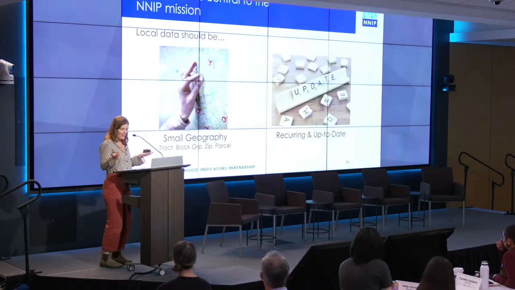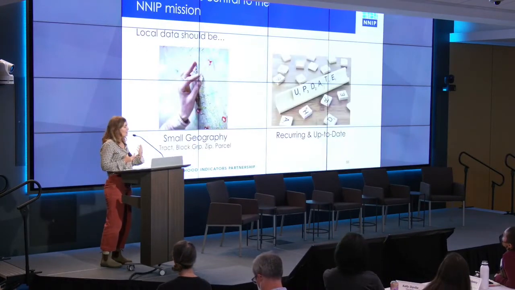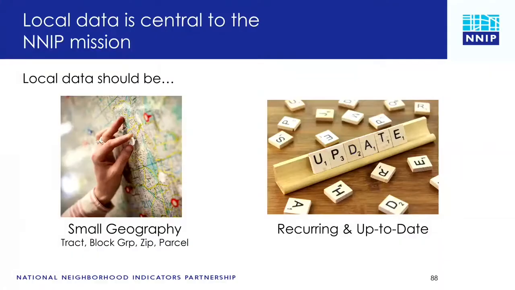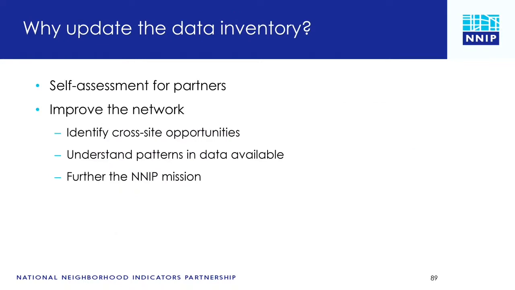Oh, there we go. Okay, as you all know, local data is essential to NNIP's mission, and it should be small geography, recurring, up to date. So that's why we ask you all every year to update your data inventory, and that includes sources, time period, and geographic levels. The last time we did this was in 2020 because of the pandemic, but it's usually updated every year, and it's been going on since 1996.